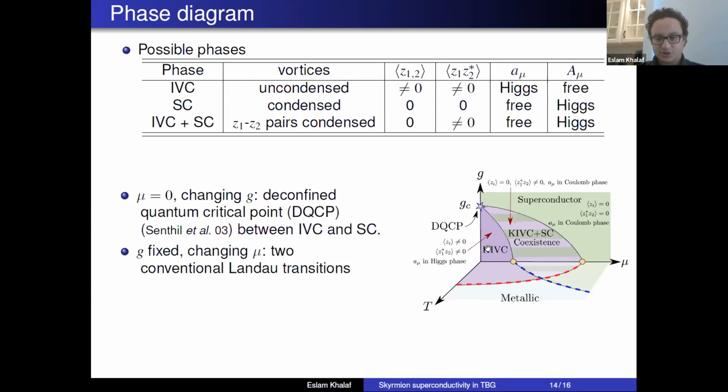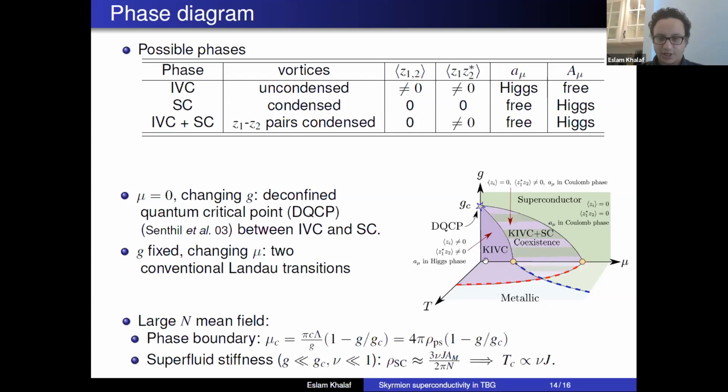The properties of this transition can be probed within a large N mean field theory. So CPN representations are known to be suited for large N limits. And actually along this line, the large N analysis was done in some classic works. However, what we consider here is a large N mean field theory once you include also the effect of chemical potential. And the main result is as follows.